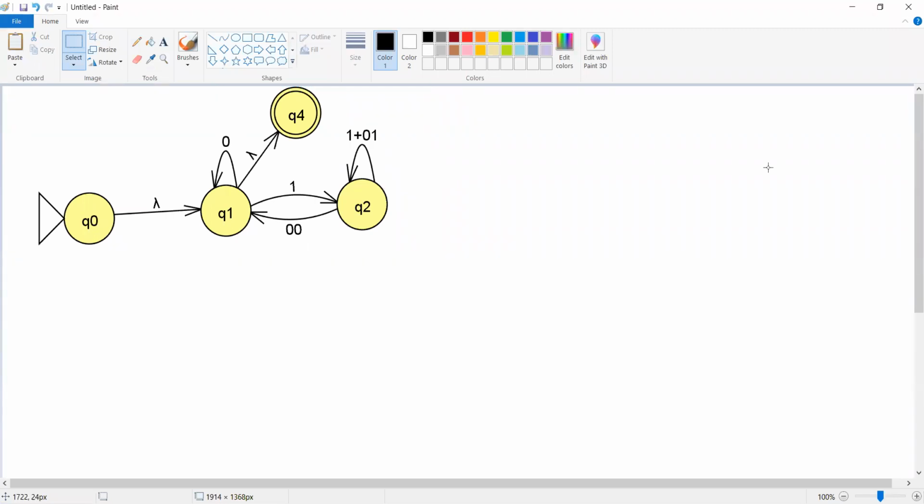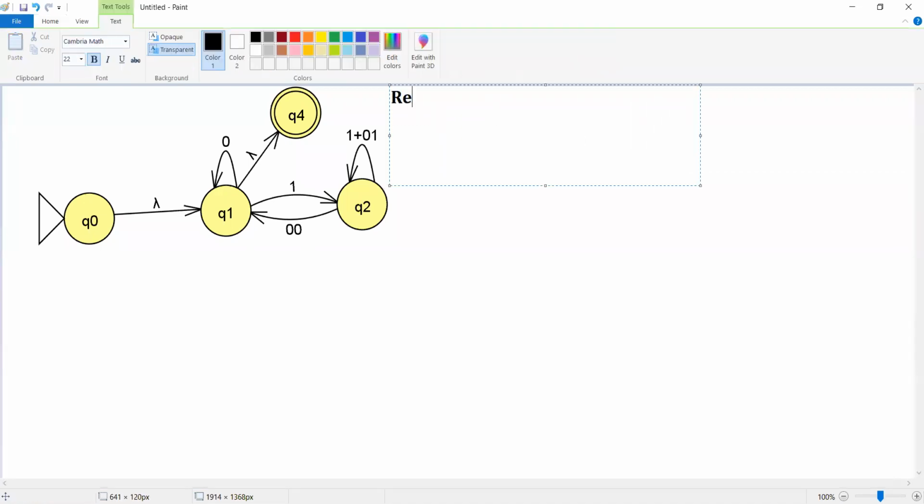Okay, so I hope you are able to see the simplified diagram now available in the paint screen. Now it is your wish, either you can go for removing the Q1 state or the Q2 state. Now let us observe that I want to remove the state Q2. So here I am writing: remove state Q2.